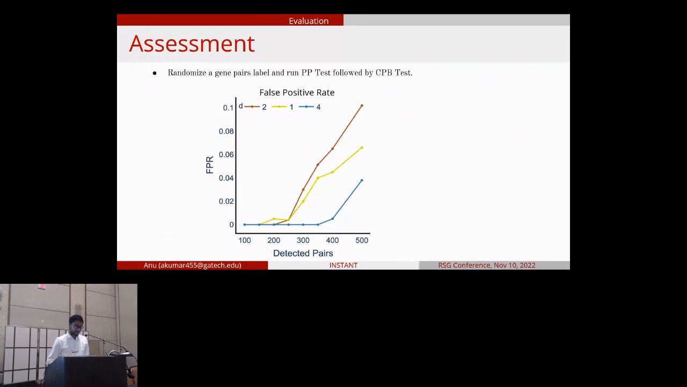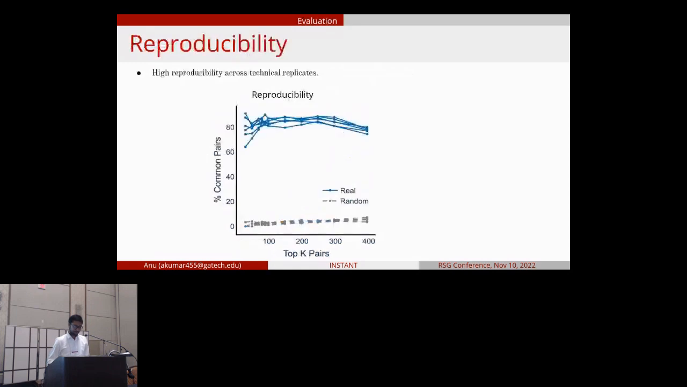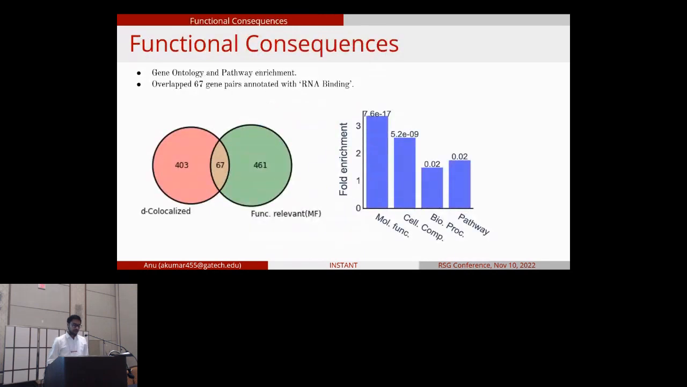Here you can see that for D equal to 4 micron, we are able to detect 400 co-localized pairs with a false positive rate of 0.05. To also see if our results are reproducible, we ran our test across different technical replicates and saw around 80% overlap.